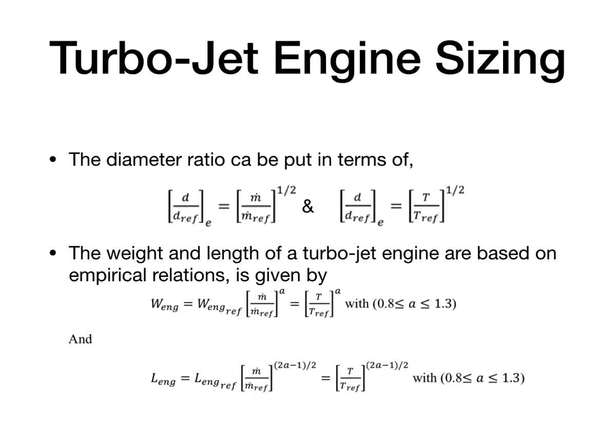The weight and length of a turbojet engine are based on empirical relations, given by W engine = W reference engine × (m dot / m dot reference engine)^A = (T / T reference)^A. And also the length of the turbojet engine, L engine = L reference engine × (m dot / m dot reference)^((2A−1)/2) = (T / T reference)^((2A−1)/2), where the value of A is between 0.8 and 1.3. So this is the concept of turbojet engine sizing.